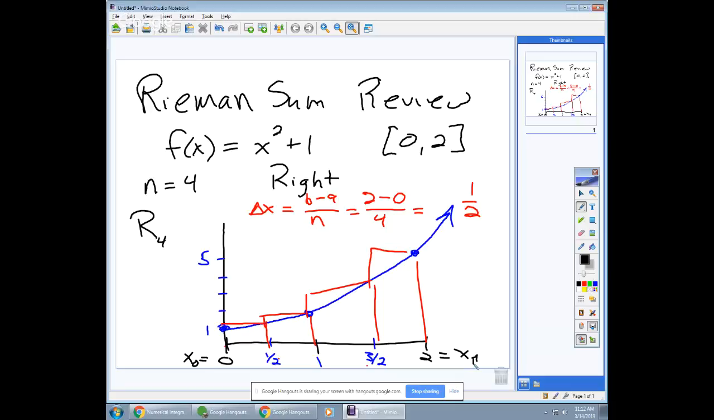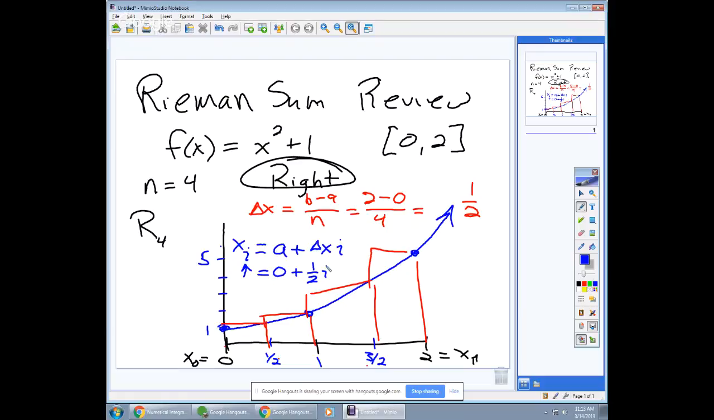And so to generate our x sub i's for right-hand endpoints, it's a matter of starting all the way over on the left. We usually call that number a. And then I add on a bunch of delta x's. How many delta x's? That many, whatever i happens to be at the time. So that's always the formula for right-hand endpoints. In this case, a is 0, delta x is 1/2, multiplied by i.